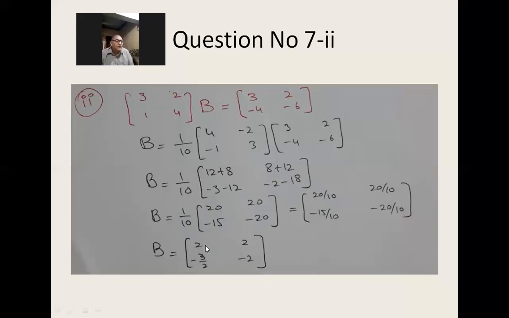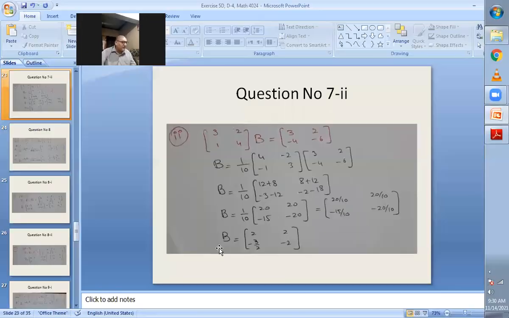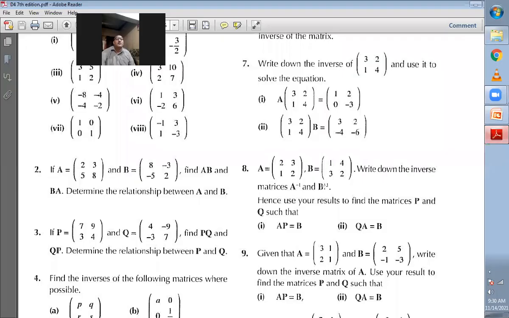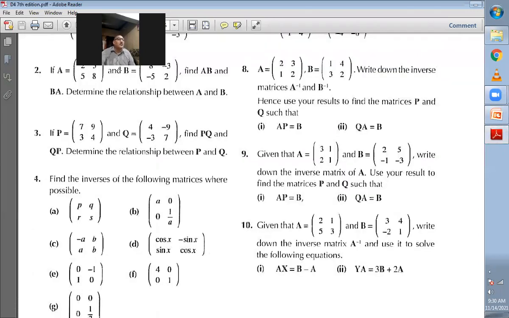So then B is equal to, you can cancel them with the 2, you can cancel them with the 2, you can cancel them with the 5, you can cancel them with the 5. So you will have 2, 2, minus 3 by 2, and minus 2. So this is the B part, the value of B, and this is how you do question number 7, second part. Hopefully you understand. So let's move to the next question. The next question coming up on your screen is question number 8.